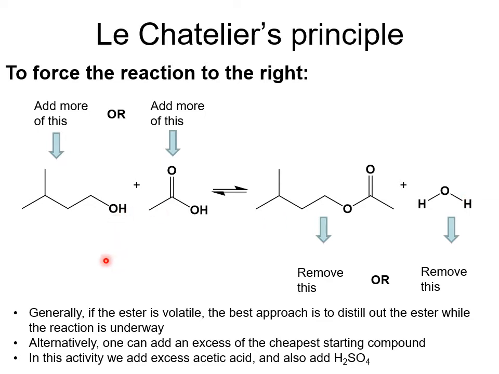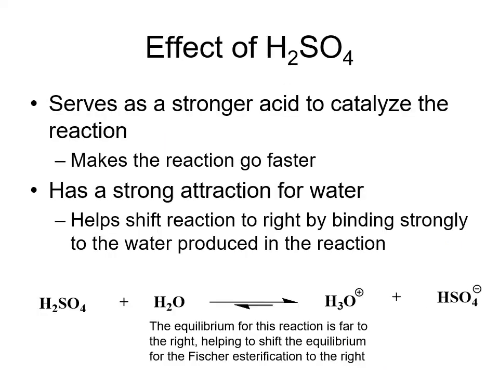So generally, if the ester is volatile, the best approach is to distill out the ester while the reaction is underway, or you can add an excess of the cheapest starting compound. In this activity, we added excess acetic acid as well as excess sulfuric acid. So why would sulfuric acid help to shift the reaction to the right? Well, it's a stronger acid that catalyzes the reaction and makes the reaction go faster because it's such a strong acid, right?